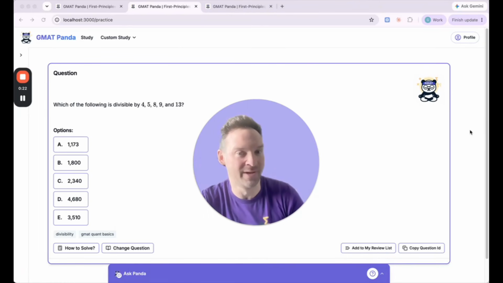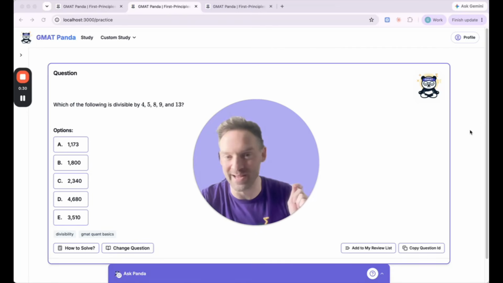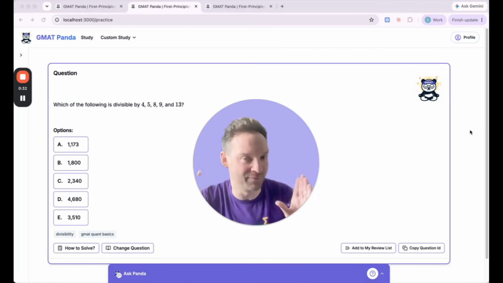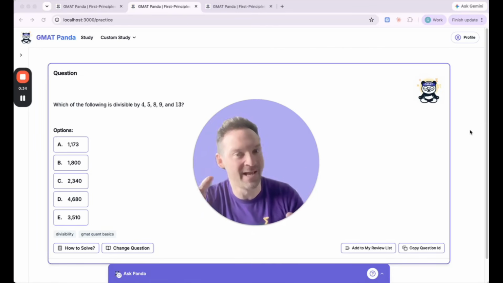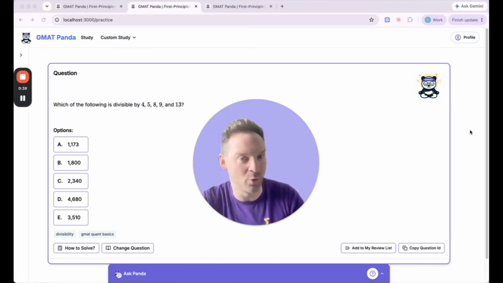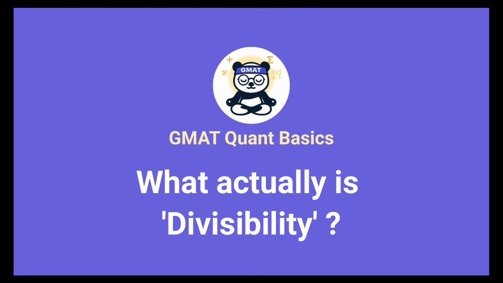So for example, dividing by 13, what's a quick way of doing that? And that's probably the most important part of the video. So if you're not familiar with divisibility, if you don't know the quick shortcuts, and you don't know how to deal with the odd numbers like 13 or more complicated ones, then stick around and we'll cover all that.